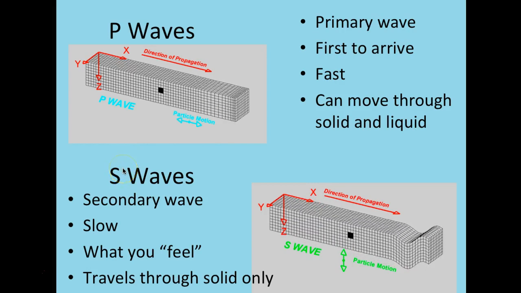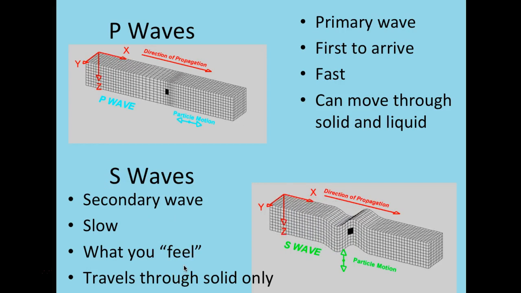S waves are secondary waves. They're slower, and they're the ones that cause lots of damage and what you feel in an earthquake. S waves only travel through solids, so they may not be registered at different places across the world. They're registered more locally, and you can see how it's moving up and down, and so that's why it causes so much damage.